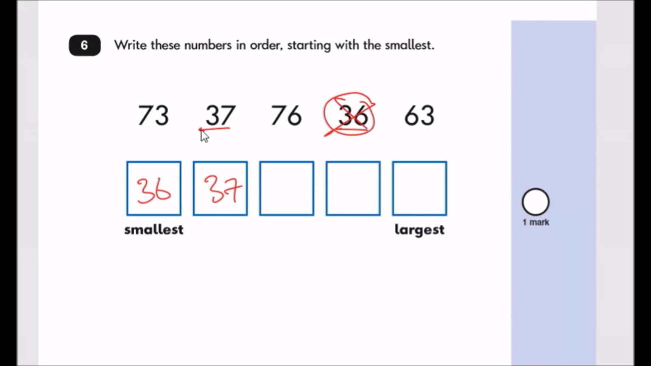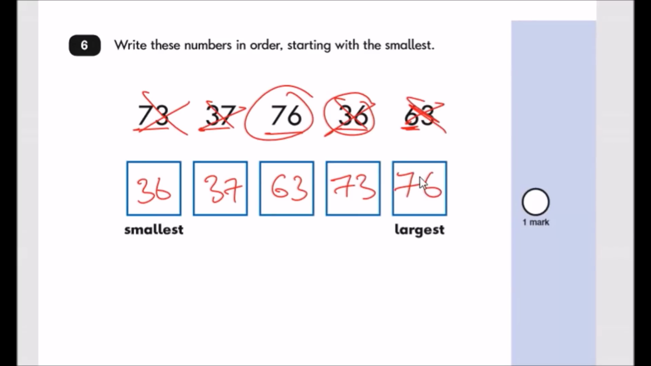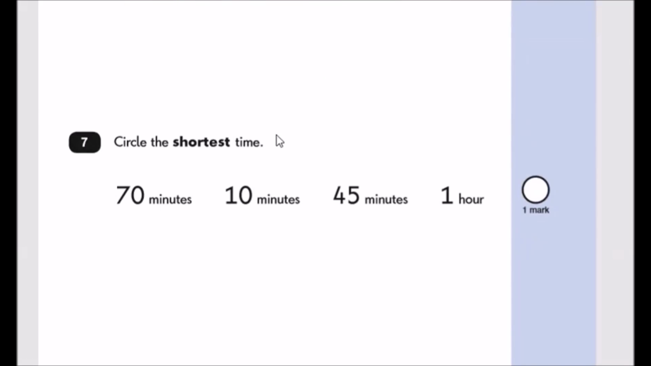Let's cross them out. What is the next smallest number? We got 73, 76, and 63. Well, we got 60 something, which is smaller than the 70, so that's next. Now, what is the next smallest? Is it 73 or 76? Well, 3 is smaller than 6, so 73. And finally, 76 must be the largest. Okay, good stuff, guys. Let's go to number 7.